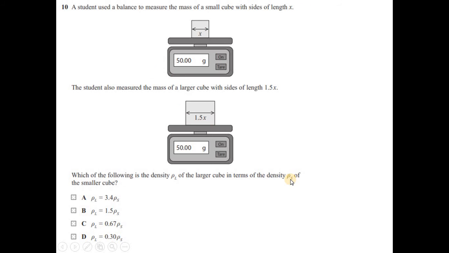Question number 10. A student used a balance to measure the mass of a small cube with sides of length x. Okay, this is the cube of length x, 50 gram of mass. The student also measured the mass of a larger cube with sides of length 1.5 x. Same mass. Which of the following is the density rho L of the larger cube in terms of rho S of the smaller cube?